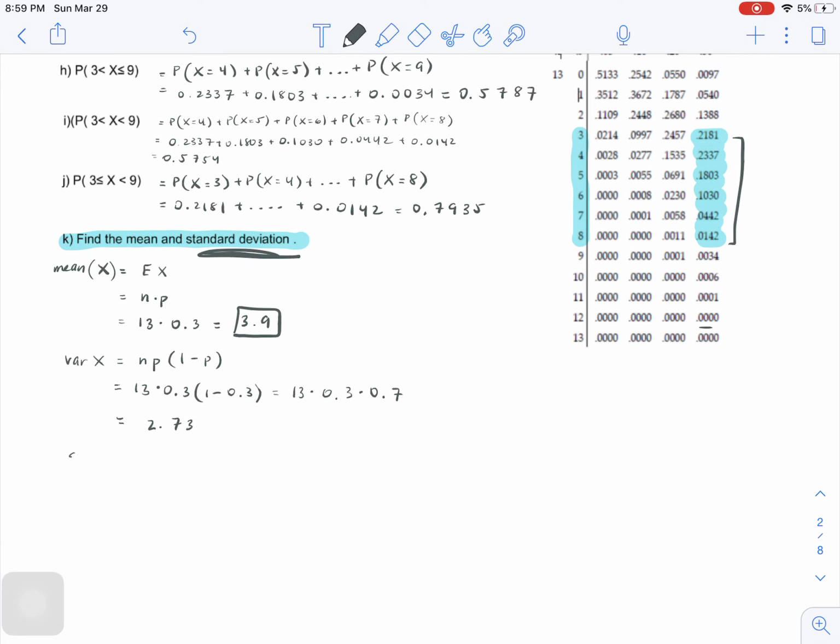So then lastly, to find the standard deviation of x, we simply take the square root of the variance. So we take the square root of 2.73, which will be approximately 1.65. So that tells me that my mean is 3.9 and my standard deviation is 1.65.